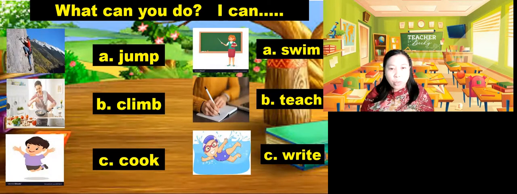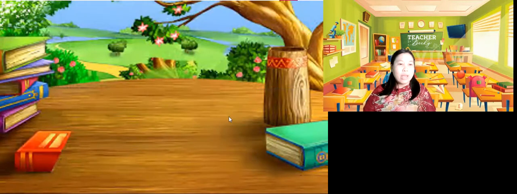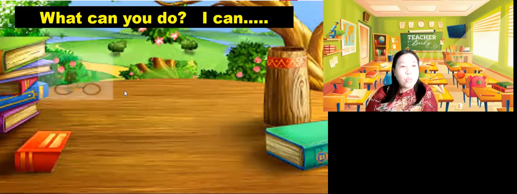Number four, A, swim, B, teach, C, write. What is your answer? B is correct. Next, what is this? A, B, or C? Yeah, C is the answer. Next, number six. What is the answer here? A, B, or C? Yes, letter A. Okay, now let's proceed to the next one.